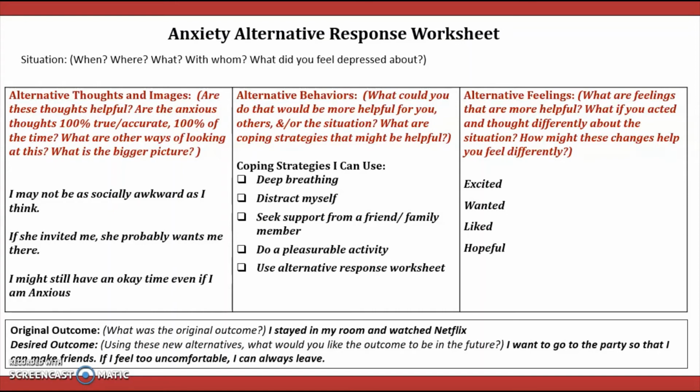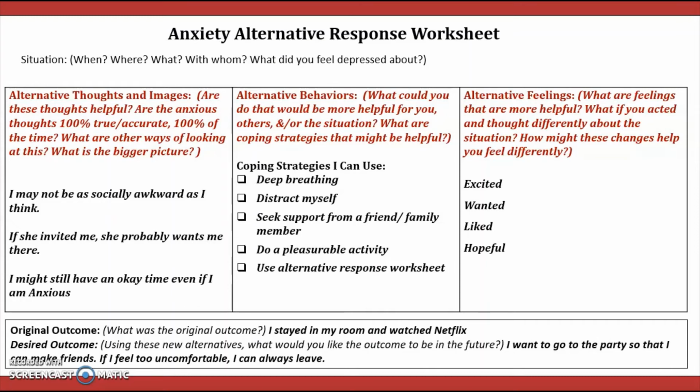And for alternative feelings, we have some other guiding questions that can help us, but we're really looking at what are those feelings that we want to feel out of the situation. So this person identified excited, wanted, liked, and hopeful. At the bottom of the page, we want to look at outcomes. The original outcome was, I stayed in my room and watched Netflix.